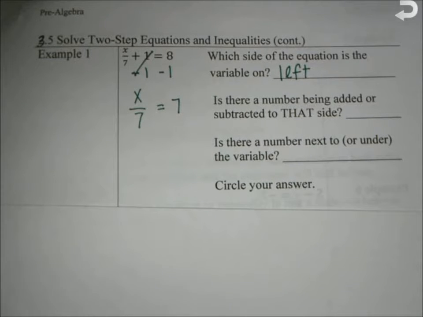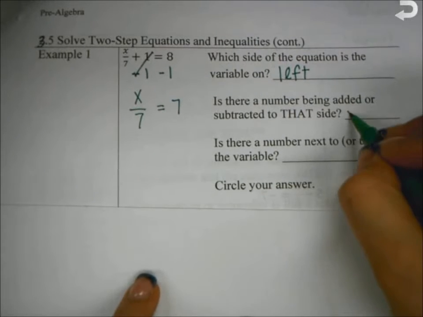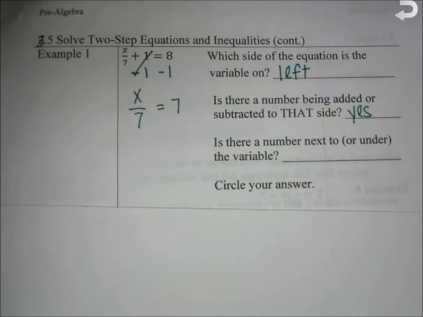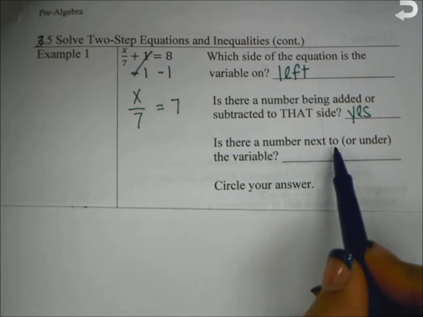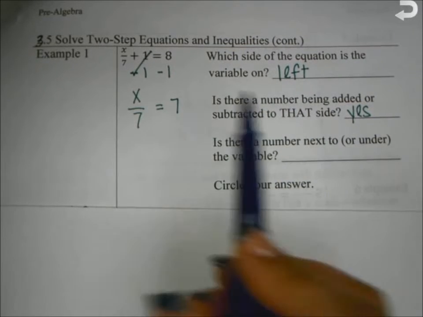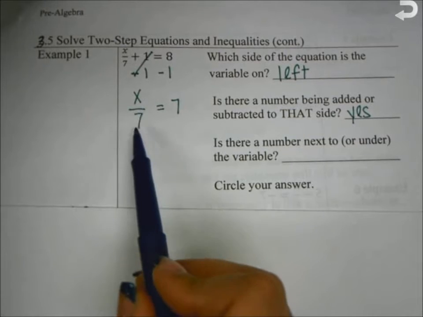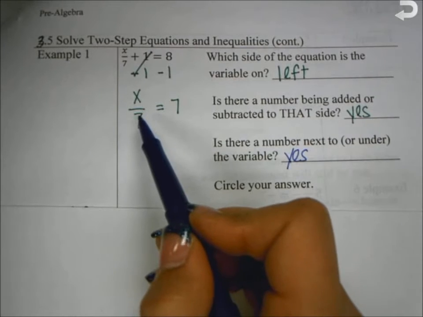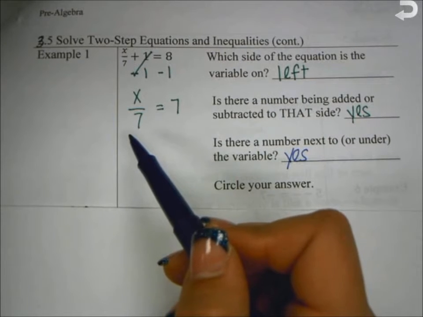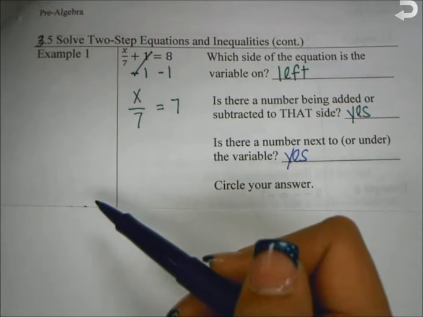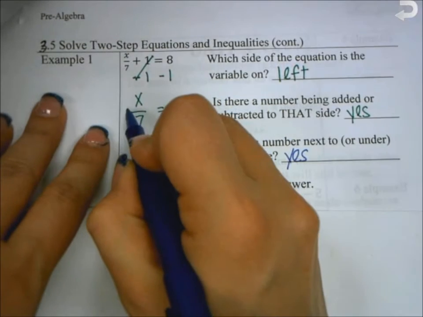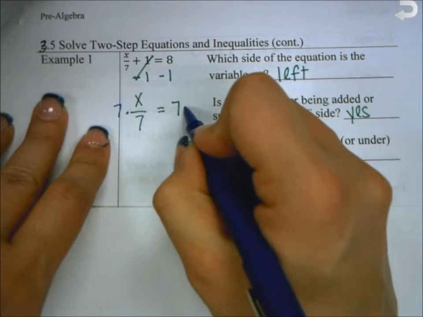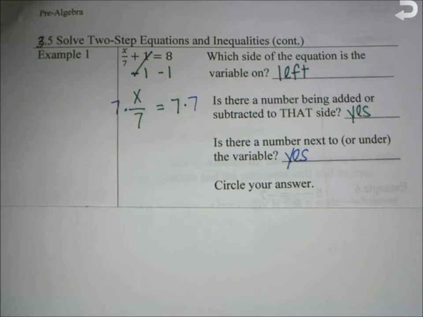Oh wait, I forgot to answer the question. Yep. Okay, now let's look at the next question. Is there a number next to or under the variable? Yeah, this time we have X over 7, so yes. So what do we need to do to get rid of that division? What's the opposite of division? Exactly. We multiply both sides by 7.